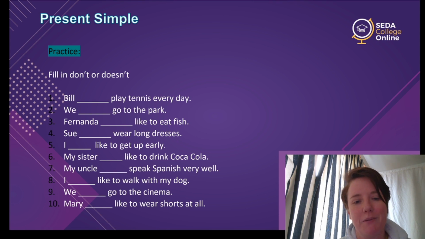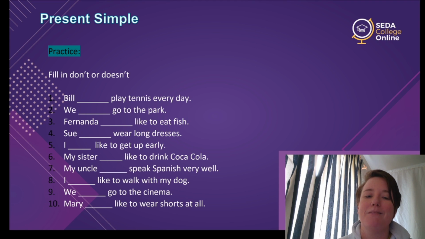See, it's difficult for me to say because my sister is a third person, and for me to say like with a third person, it's very difficult. So I mean, I know we're using don't or doesn't, and the verb doesn't change. But to say this, it is difficult. My uncle speaks Spanish very well, but using the negative, it's no problem to speak. I like to walk with my dog. We go to the cinema. Mary like to wear shorts at all. Remember, you're putting in the negative, okay? So just write the negative for each one.